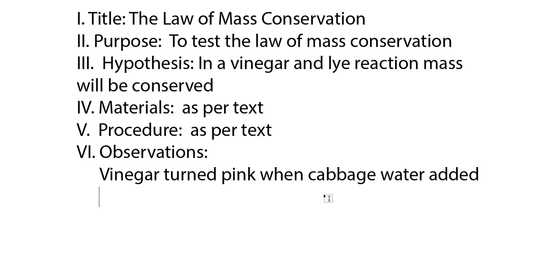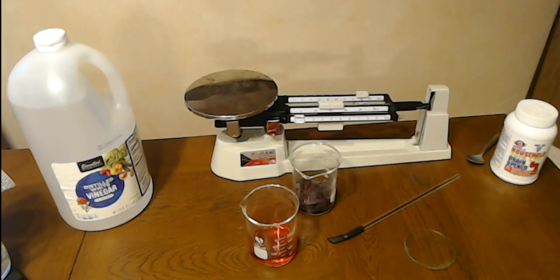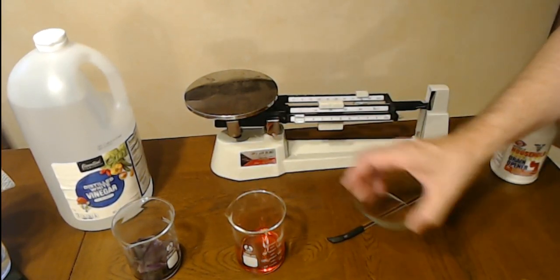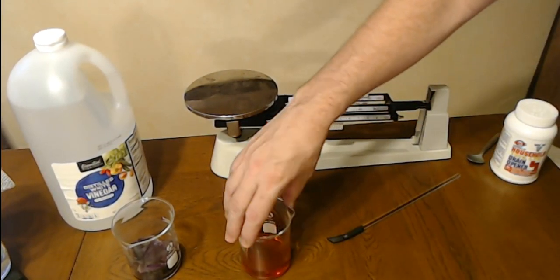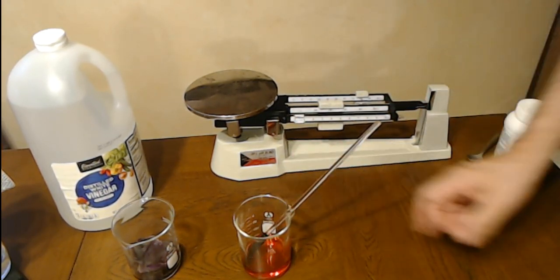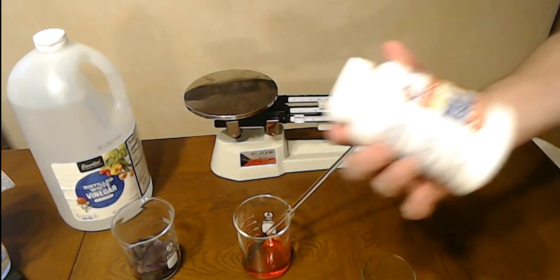Okay, now we're going to set up the other part of the experiment. So we don't need the cabbage juice right now. We're going to set it up so we're going to be able to add lye to our vinegar. So we'll use this to stir, so I'm going to weigh that as well. And then I'm going to use lye.